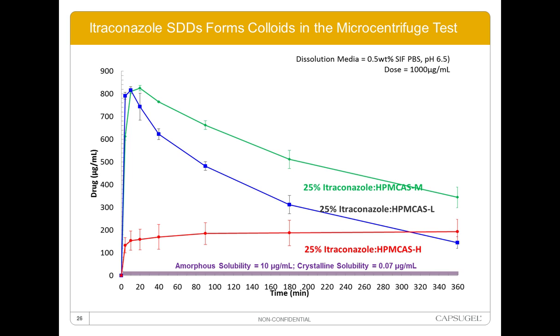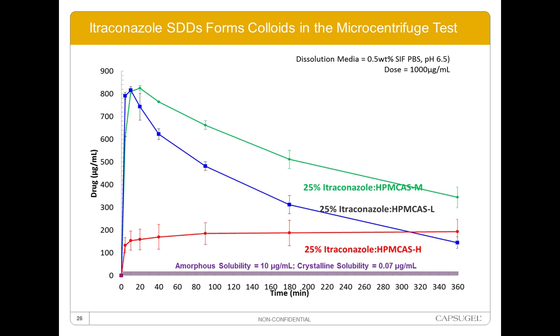So the next step here is the dissolution test. And so again, as I said, the amorphous solubility is 10 microgram per mL. And you'll notice here on the y-axis, our drug concentration goes up to 900 microgram per mL, so well above the amorphous solubility. So we know that the drug concentrations we're seeing here are predominantly these colloidal or nanoparticle species.